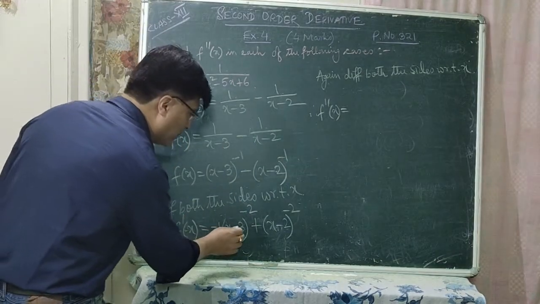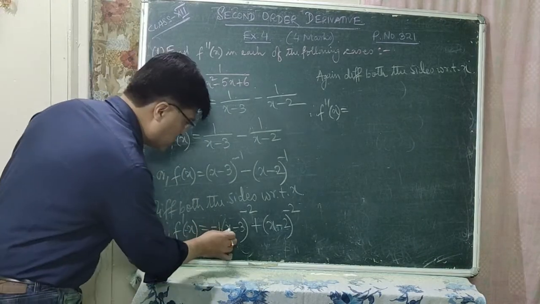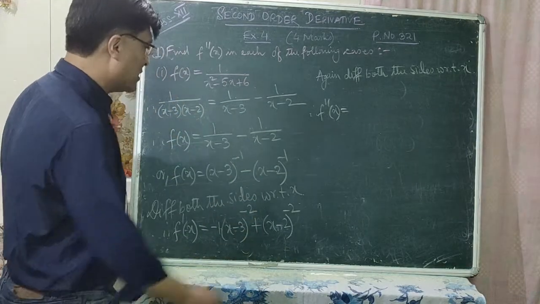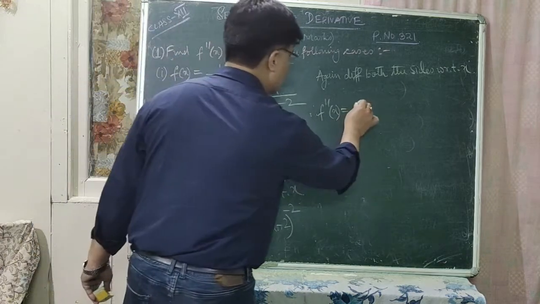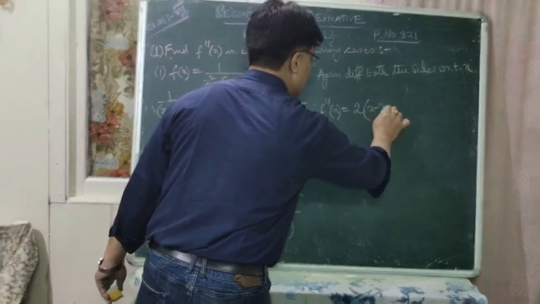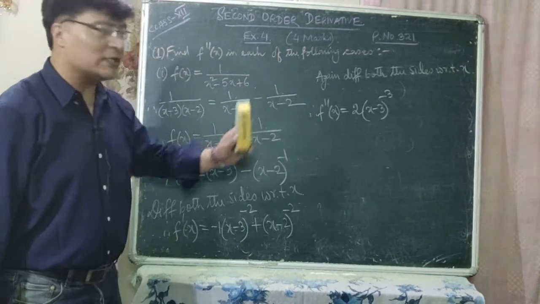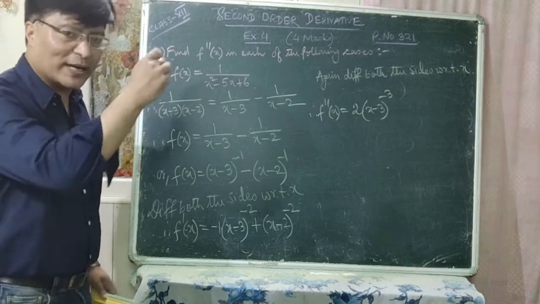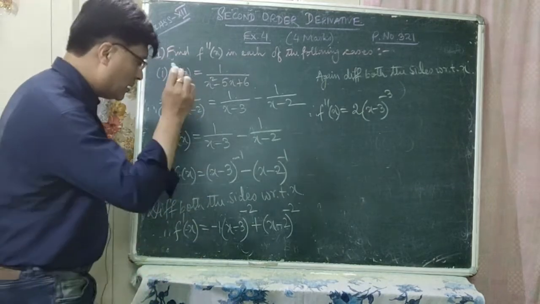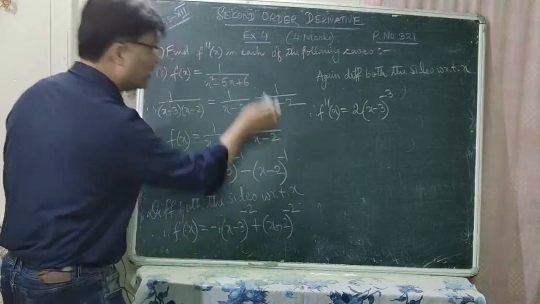Now again this is in the form x to the power n. Minus 1 is constant. What is the differentiation? Minus 2 becomes the coefficient, minus into minus plus 2. Then x is x minus 3 whole to the power minus 3. Decrease the power by 1, that is minus 2 minus 1 is minus 3. So into 1 is there. So how did you get that 1? You differentiate x minus 3 with respect to x. That is 1 minus 0 is 1.